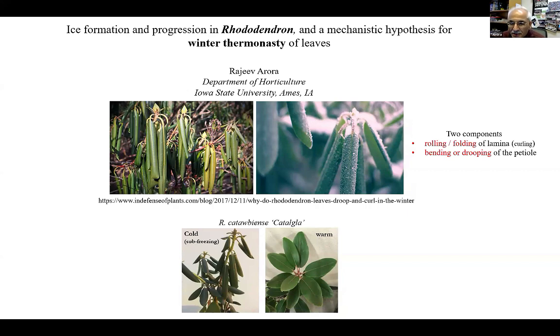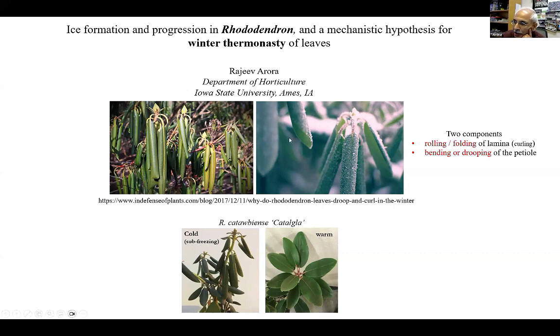The main focus of my research in my lab is to understand the physiology of how plants respond and survive freezing temperatures. And over the years, we have sometimes used these beautiful landscape plants, rhododendrons, for our cold hardiness research.